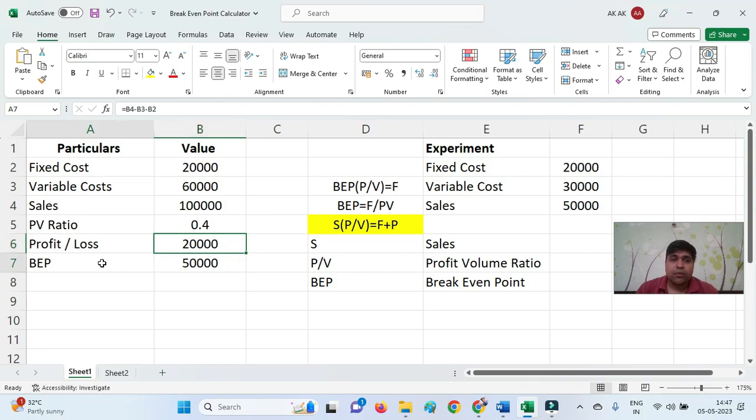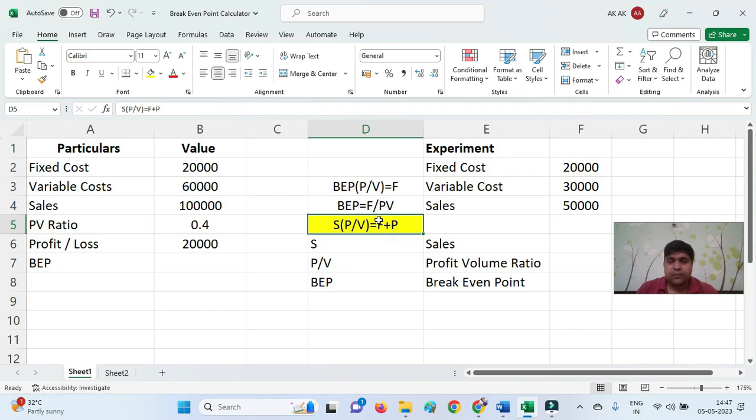Now what is BEP? I have calculated BEP as 50,000. Now I will tell you how I have calculated it. So let me delete it once. Sorry, this is some experiment I have done with this formula.